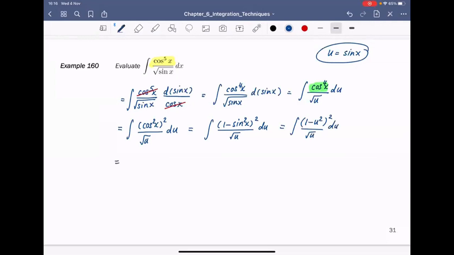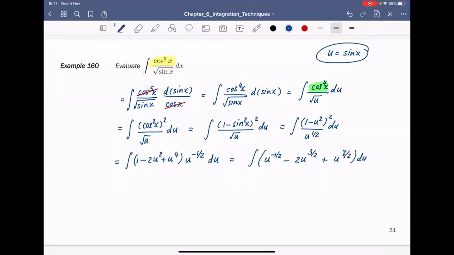This is going to be expand that: 1 minus 2u square plus u to the 4th power over square root u. Over square root u, this is going to be u to the negative 1/2, because square root u is u to the 1/2. If I move it up, it becomes u to the negative 1/2, so this is going to be that. And then you can multiply it. So you're going to get u to the negative 1/2 minus 2u to the 3 over 2, and then plus u to the 7 over 2 du.